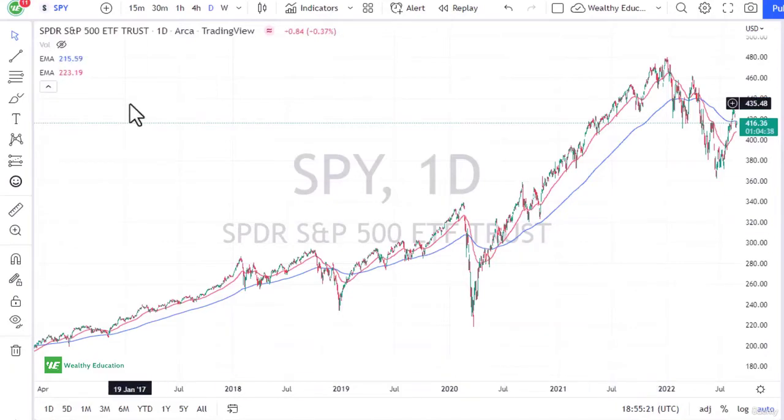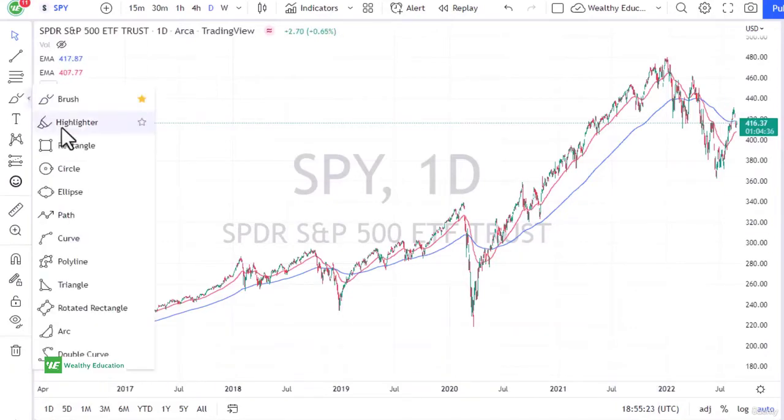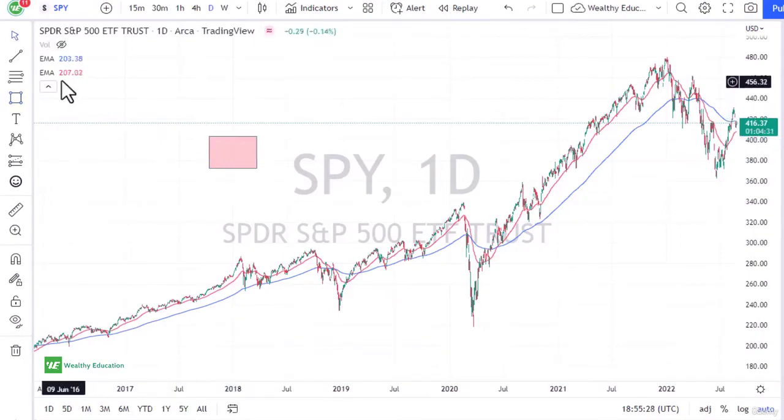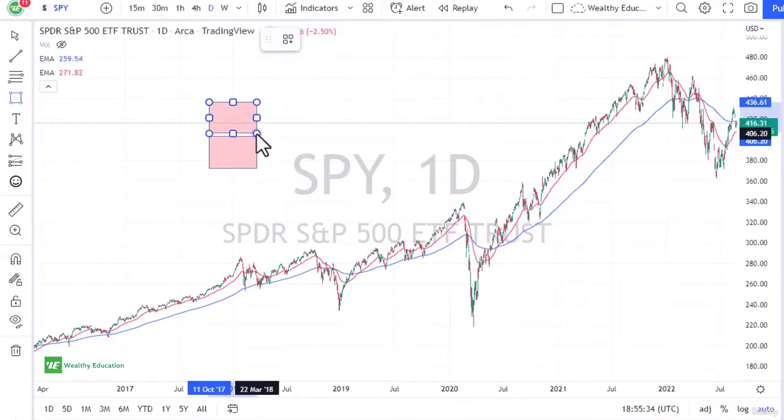So support and resistance is something that you need to be very in tune with and accustomed to looking for. And I will explain what these boxes are here. This is how I visualize support and resistance.